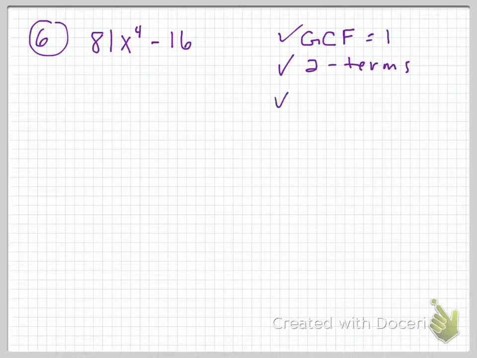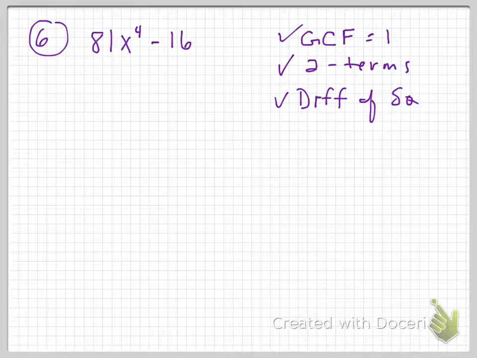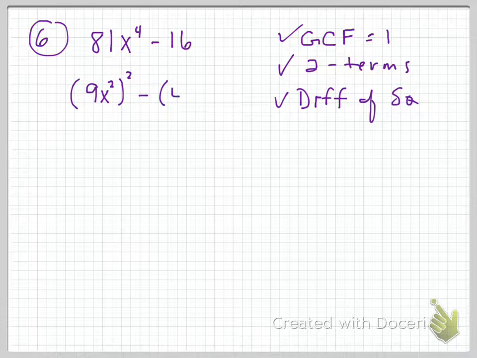Then we look again and we say, well, hold it. It's not cubes because x to the 4th. So the only one it can be is difference of squares. That's it. So we try and figure out, what if they squared to get 81x to the fourth, and that is a 9x squared that's been squared. And that is a 4 that's been squared to get a 16. See, it's a difference right there of 2 squares.